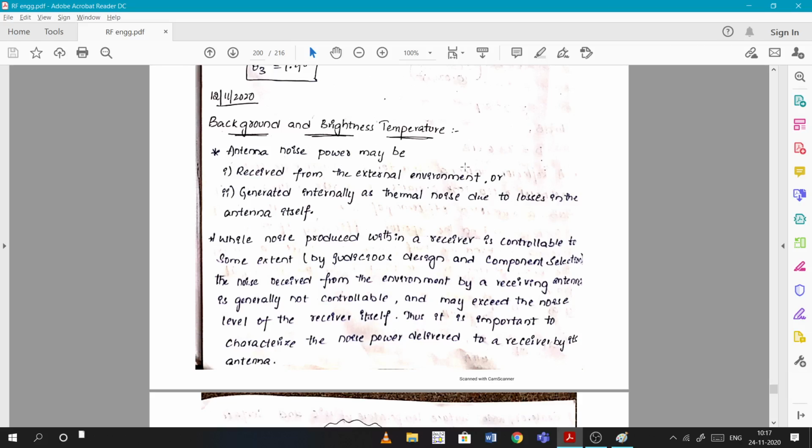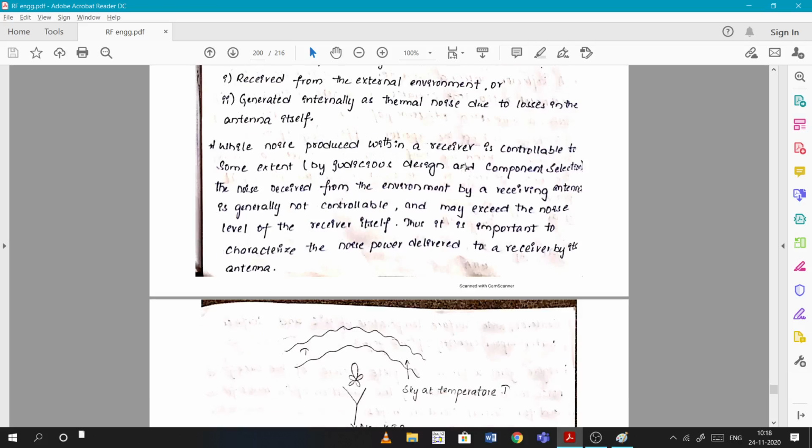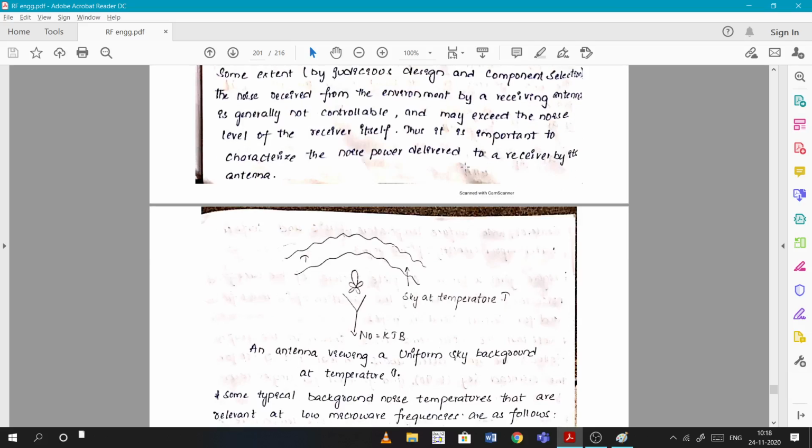Sometimes this external noise, or the noise due to the environment, might exceed the noise levels of the receiver itself. Thus it is important to characterize the noise power delivered to a receiver by the antenna. This is one of the terms we need to focus on; we should consider this external noise as one of the main parameters.